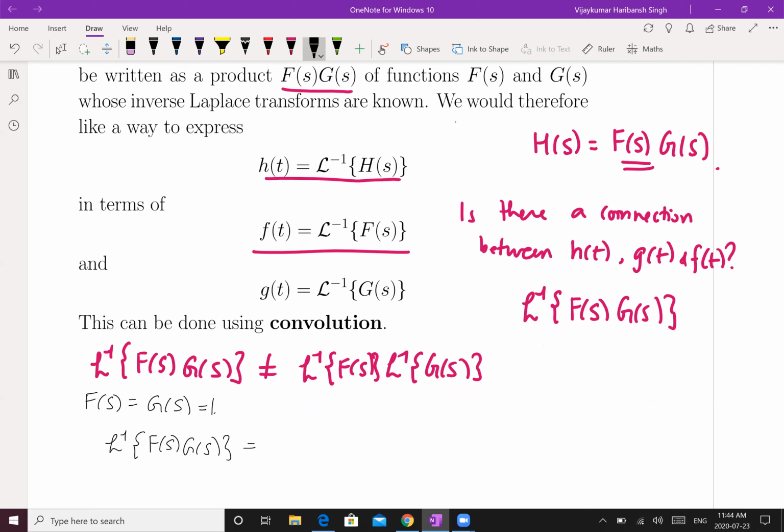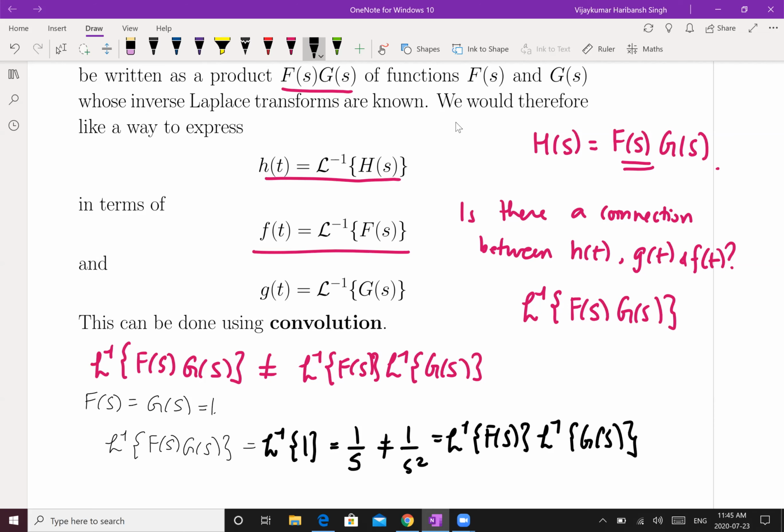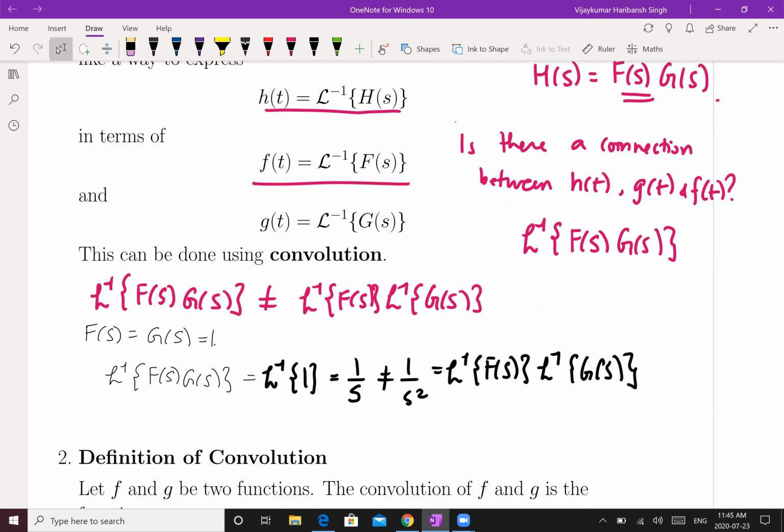Then the Laplace inverse of F(s) times G(s) is going to be the Laplace inverse of 1, which is 1 over s, and the Laplace inverse of F(s) times the Laplace inverse of G(s) is going to be 1 by s times 1 by s. So it's going to be 1 by s squared, and these two are not equal. So there is no reason to believe that such a simple formula will hold for the Laplace transform. Rightfully so. So we'll discuss convolution.